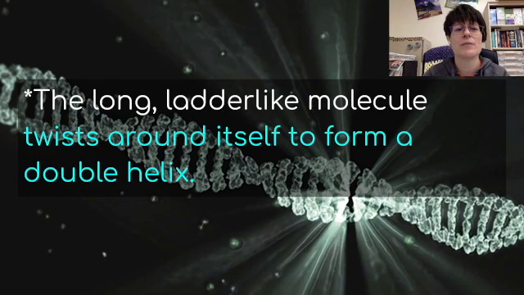The long ladder-like molecule twists around itself to form a double helix. So it twists kind of like a spiral staircase. And then actually the funny thing is that spiral staircase twists again. So this twist here would actually be twisted again and it would be going around in like a curlicue.